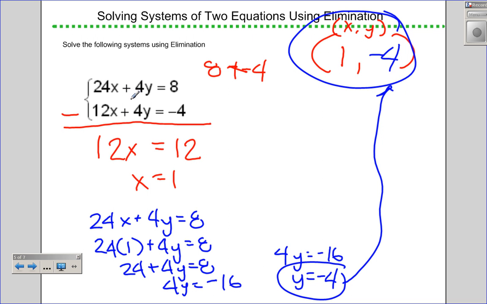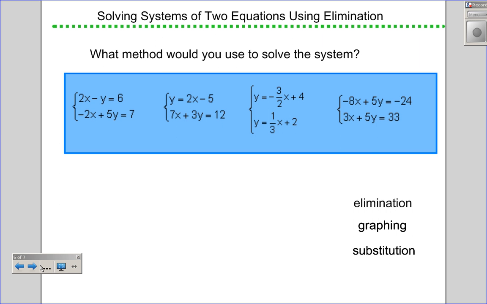Yes. Could I have rewritten it for one of the variables and done substitution? Yes. It would have been very laborious and intensive to do that, but I could have done it that way as well. So let's take a look here. So what method would we use to solve these? So if I'm looking at this first one, 2x minus y is 6 and -2x plus 5y is 7. Do I want to graph these?